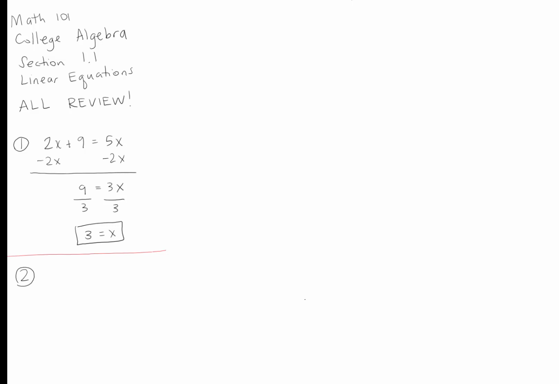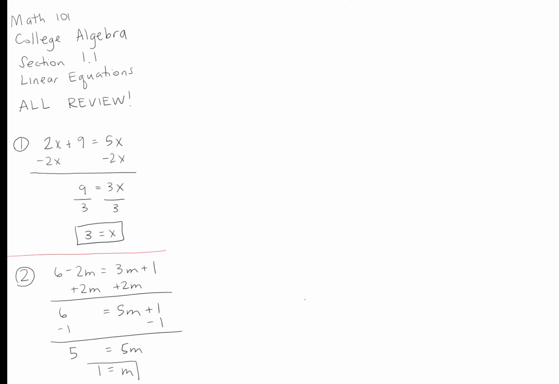Okay, let's do number 2. Number 2 says 6 minus 2m is equal to 3m plus 1. We're going to add 2m to both sides. And we're going to get 6 is equal to 5m plus 1. Subtract 1 from both sides because you want to move away from the variable. Get 5 is equal to 5m. Dividing both sides by 5, you should get m is equal to 1. You can also write your 1 in set notation.